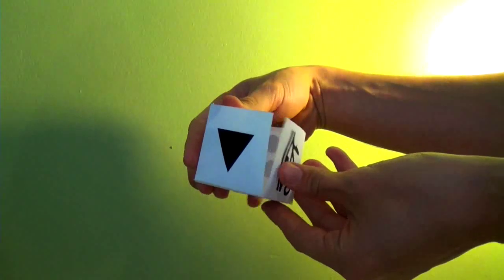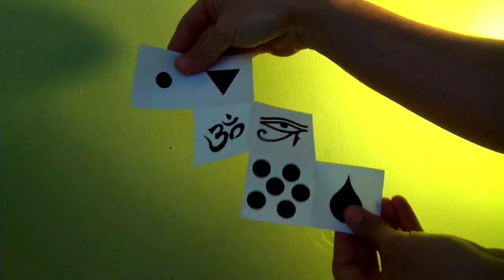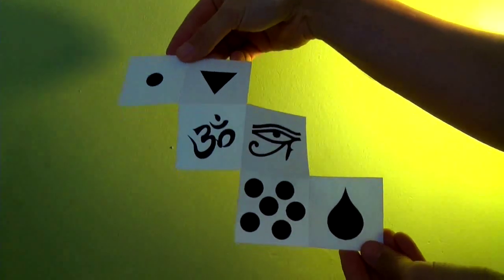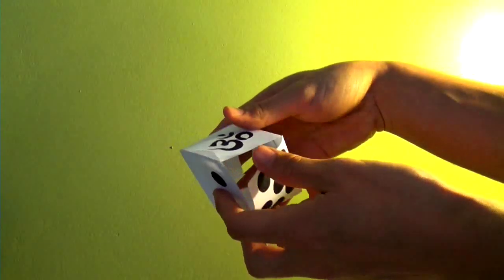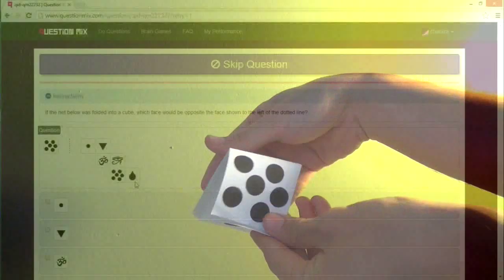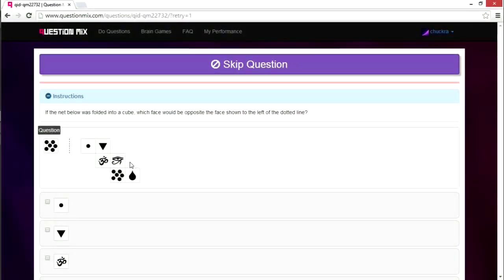We've actually, in the description below, added a link to somewhere where you can download different nets. There are actually 11 different nets, different configurations of these squares that can be folded to make cubes. So you can download those, print them out, fold them up, and play around and see how you get on with those. I'll give you a quick tip with these questions.